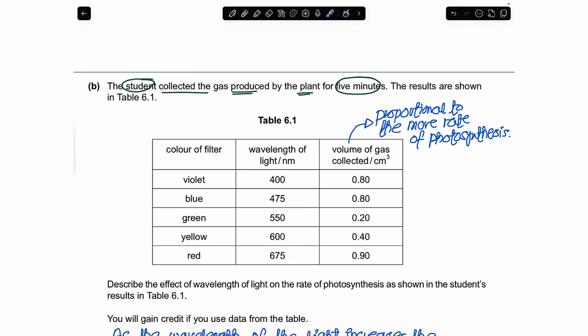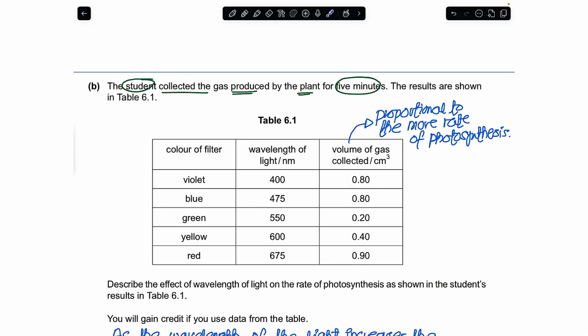Now, if we simply see the rate of photosynthesis in the violet and the blue color filter, where violet has a wavelength of 400 and blue has a wavelength of 475, the volume of the oxygen gas collected is the same.